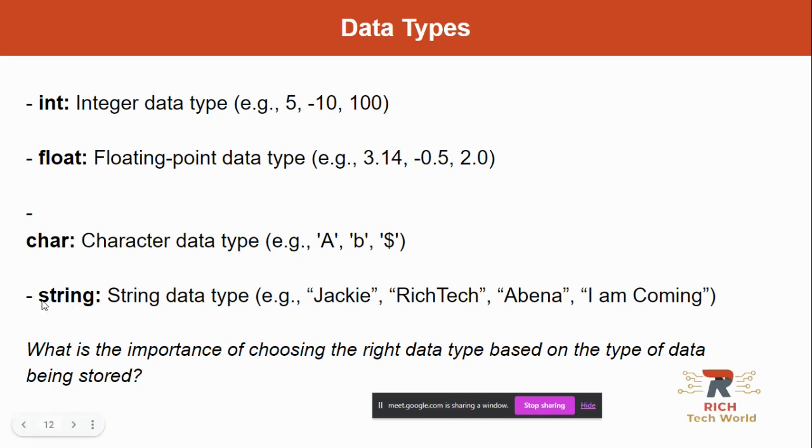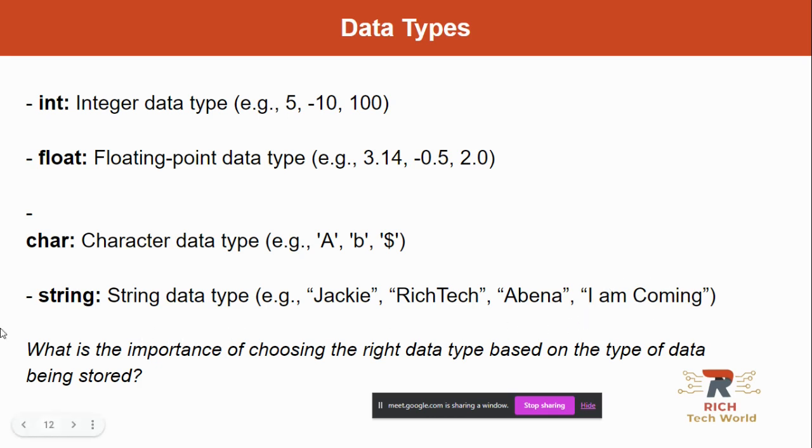All right. And then we also have strings, which store a group of characters. So we have some amazing names here tonight. We have Jackie, we have RichTech, we have Abina, we have I am coming. So even the space is a character, and we are saying that a string stores a group of characters.